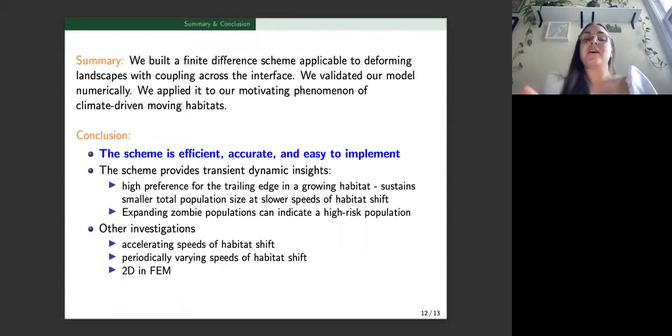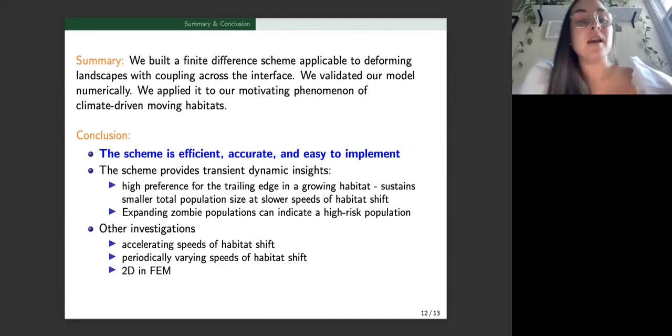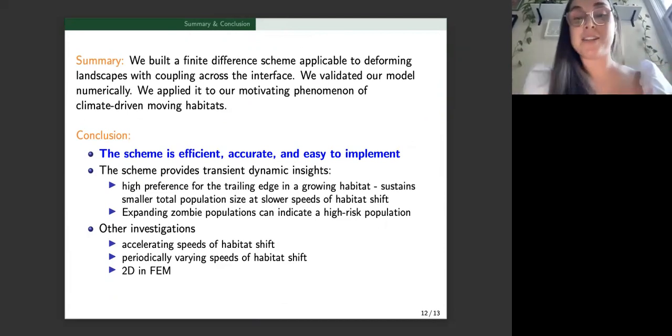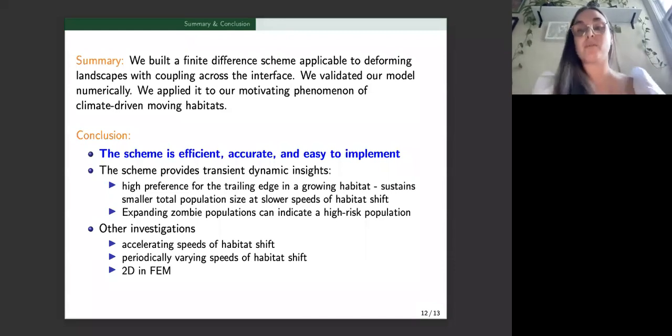So in summary, we built a finite difference scheme applicable to deforming landscapes with coupling across the interface. We validated our model numerically, and we applied it to a motivating phenomenon of climate-driven moving habitats. The scheme is efficient, accurate, and easy to implement. The scheme provides transient dynamic insights. For example, expanding zombie populations can indicate a high-risk population.